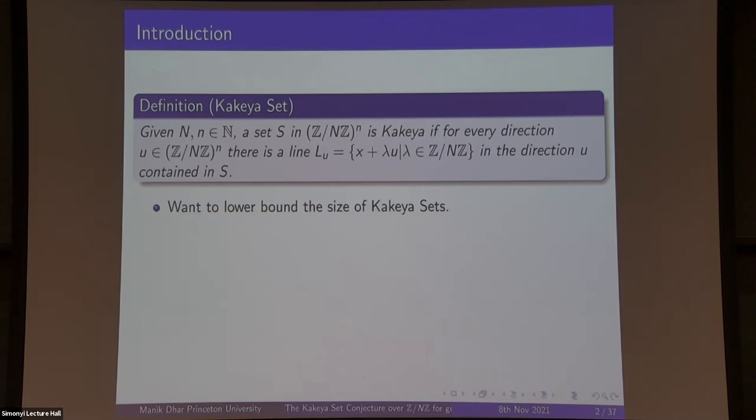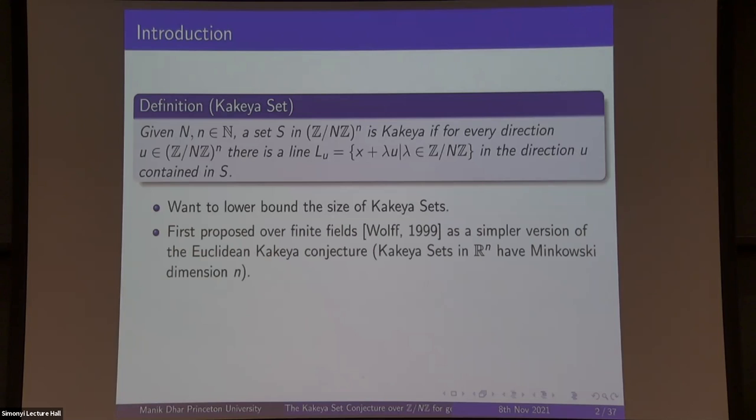As I mentioned, the actual first conjecture is about line segments in every direction in Euclidean space. And this problem for finite abelian groups, or for finite fields, was first proposed by Wolff in 99 as a simpler version of this problem. We haven't been able to solve the problem in the Euclidean case, so the hope is that maybe this problem is easier over other rings. And if we can do that, maybe we'll get new ideas. Over Euclidean space, you don't simply want to figure out the size; you want to say something about the Minkowski dimension there.